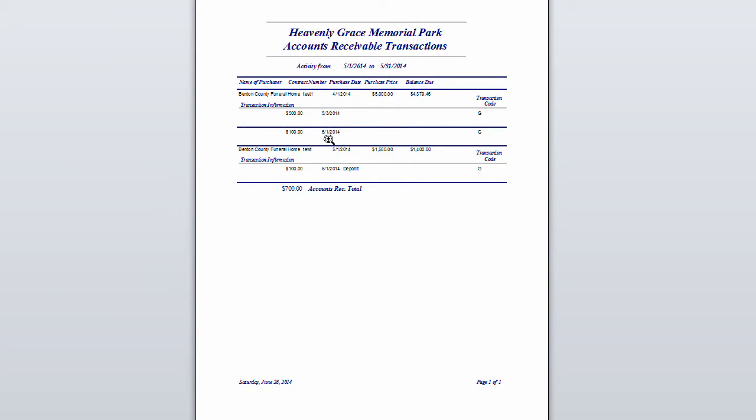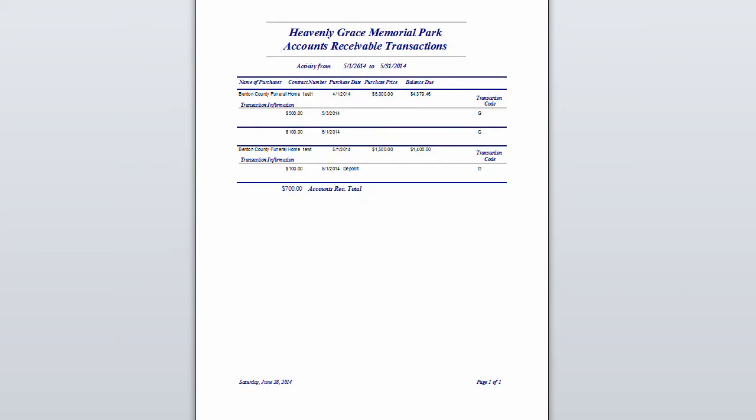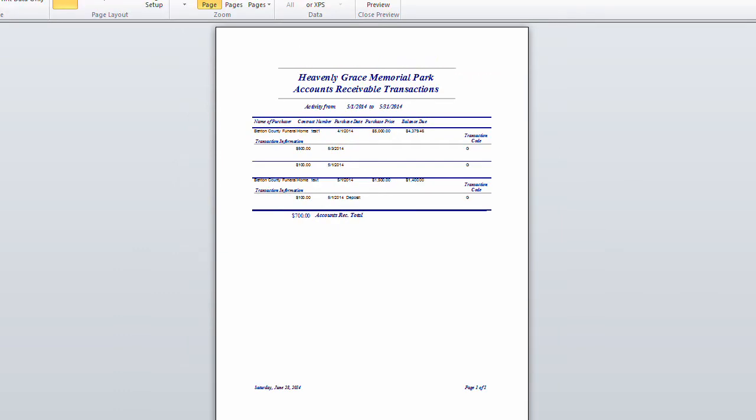I had one on May the 1st for $100 and another one on May 3rd for $500 for this funeral home, under that contract. And also in this funeral home under another contract, they also paid $100 here. So that way, if a funeral home is writing a check for multiple contracts, you can post it, but it will also break it down into those contracts as well. Okay, so let me close out of that and show you another feature.